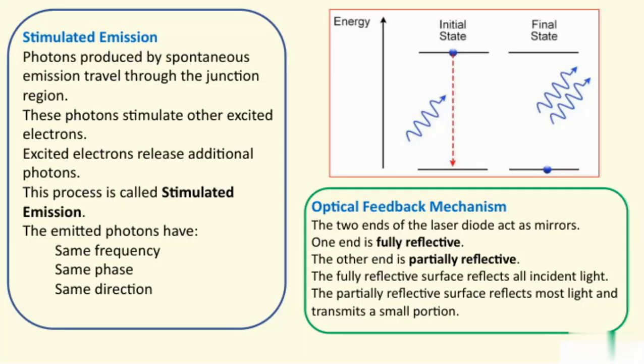Let's talk about how a laser diode actually works, starting with its optical feedback mechanism. The diode has two ends acting like mirrors. One is fully reflective, bouncing all the light back inside. The other is partially reflective, sending most light back but letting a little escape. Inside, photons created by spontaneous emission move through the junction and trigger excited electrons to release more photons. This chain reaction is called stimulated emission. The new photons all share the same frequency, phase, and direction. That's what makes laser light so precise.